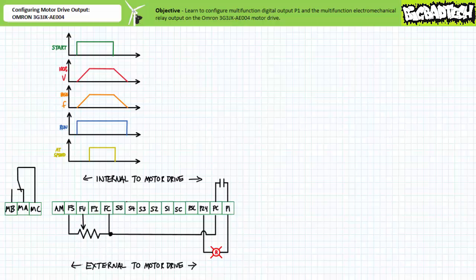Additionally, the multifunction digital output P1 needn't be switching a pilot lamp on or off, but rather signaling some other element or collection of elements within a larger system to turn on or off whenever this particular drive is running.